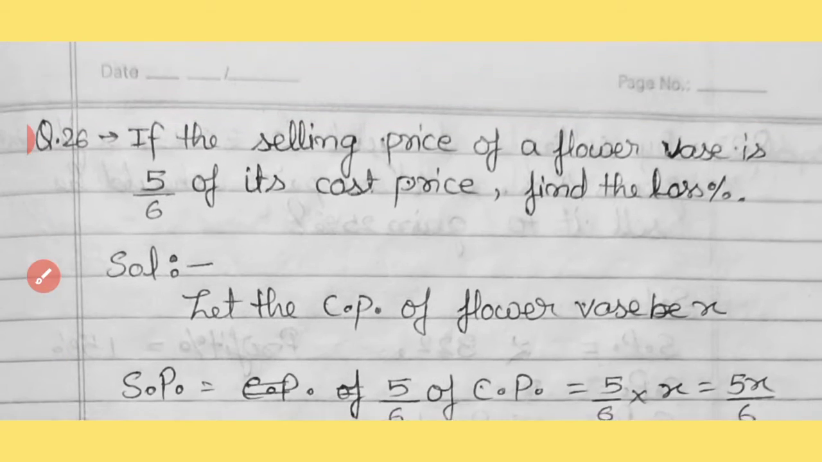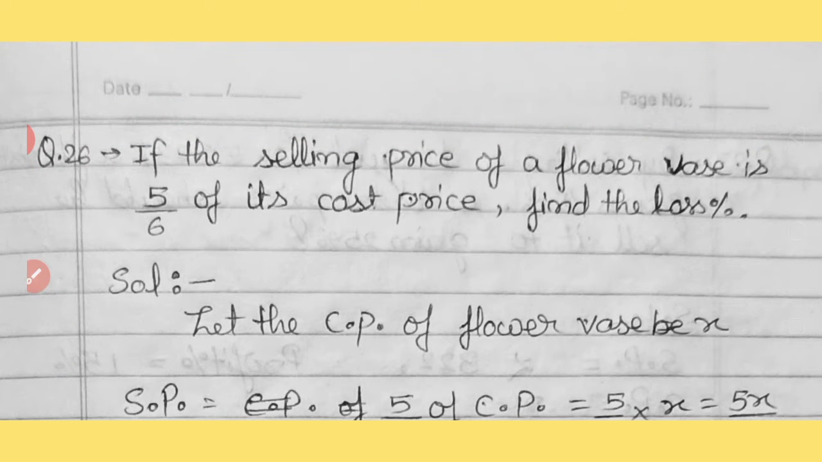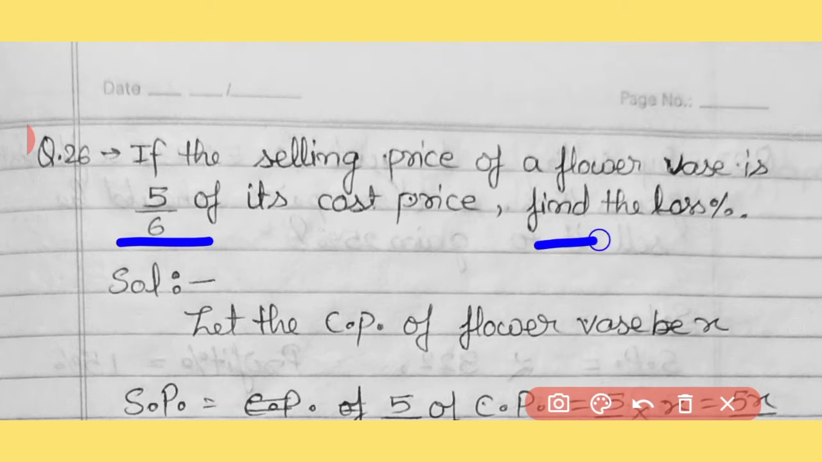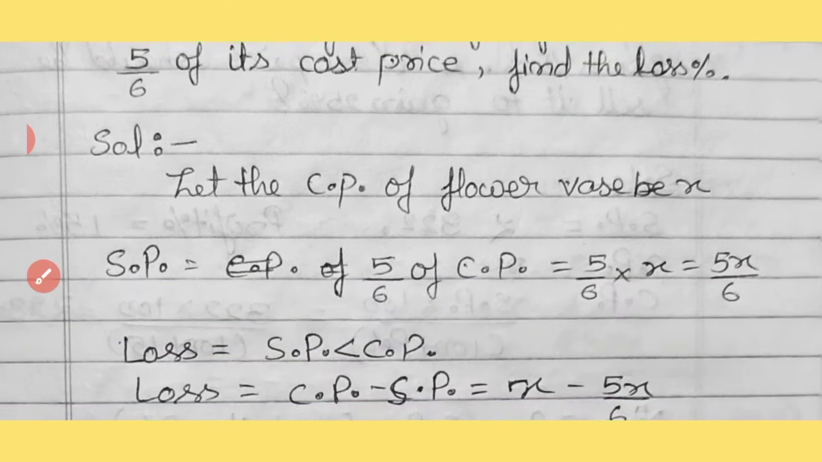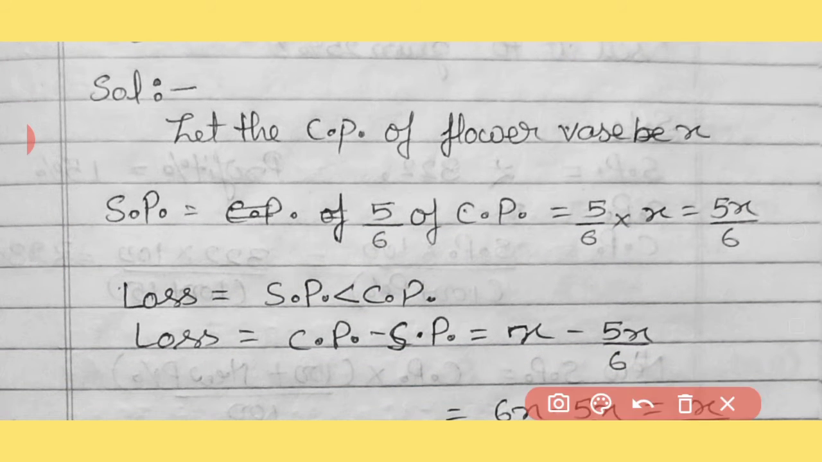Next question. It has given that the selling price of a flower vase is 5 by 6 of its cost price. Listen, up here it has given 5 by 6. As I have told you, whenever it is an improper fraction then we get profit, but here it is a proper fraction, so it means we are getting loss. So it is telling us to find the loss percentage. Because we don't know the CP and the SP, the cost price and the selling price of the object, we will take the cost price of the flower vase as X.